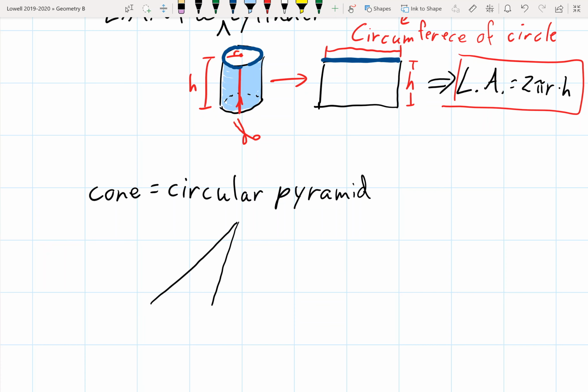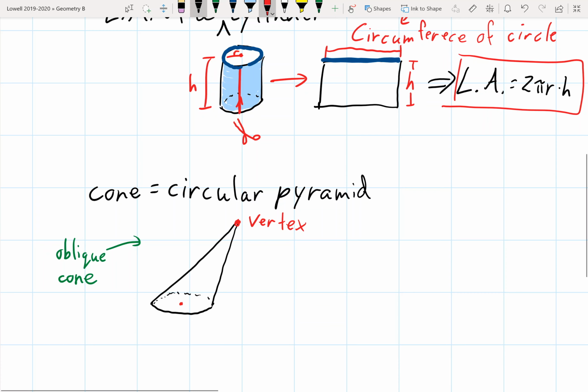That's maybe not the best example. Let's try to draw it a little better. There we go. This would be an example of an oblique cone, because our vertex is not directly over the center of our base, which would be down there. And this would be an example of a right cone, where the vertex is directly over the center. Let's pretend I drew that correctly.